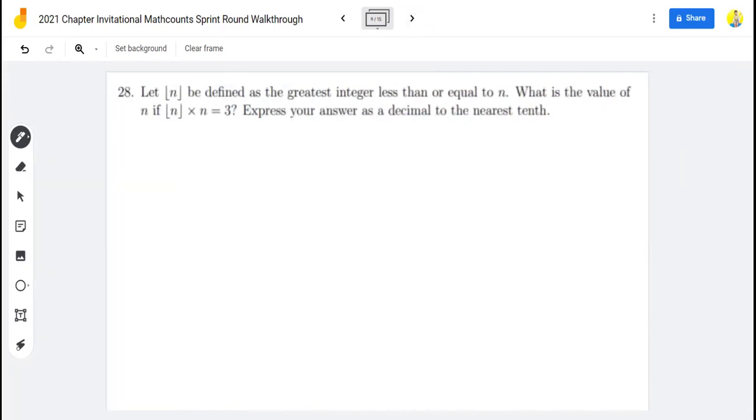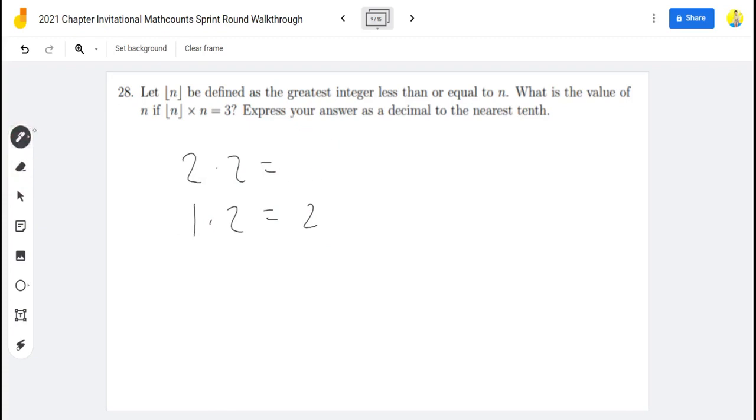Let floor of n be defined as the greatest integer less than or equal to n. What is the value of n if floor of n times n equals 3? Express your answer as a decimal to the nearest tenth. We first see that 2 times 2 equals 3, but when one of them is floored, 1 times 2 equals 2. 2 times 2 is not equal to 3.